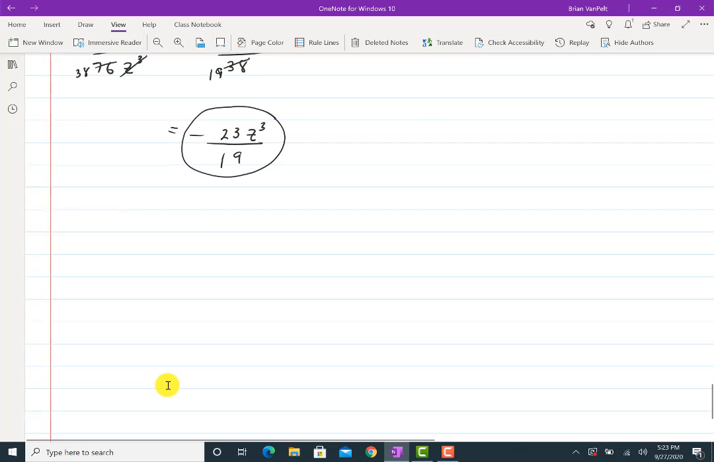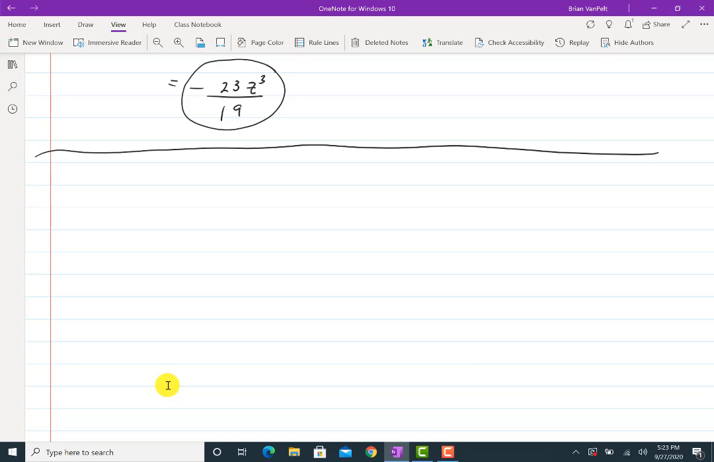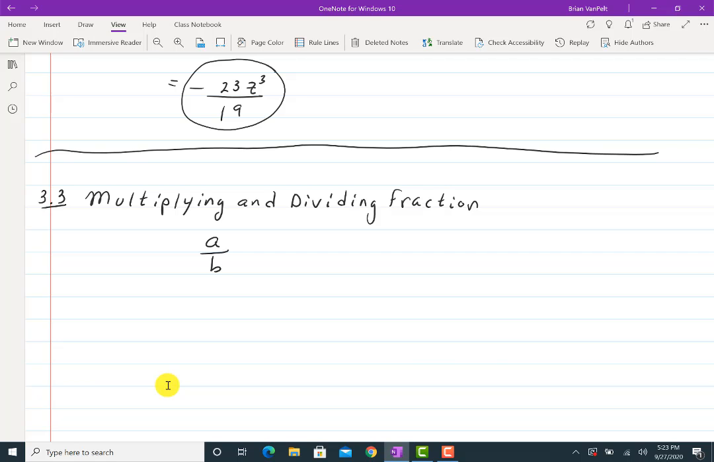Next, I move on. This section is multiplying and dividing fractions, and I start with multiplication. So suppose I have a fraction, a over b, or a divided by b, however we want to think about it, and I'm multiplying that to another fraction, c over d. The rule that we're going to use for this is you simply multiply the numerators together and you multiply the denominators together. This will be our rule for multiplication.